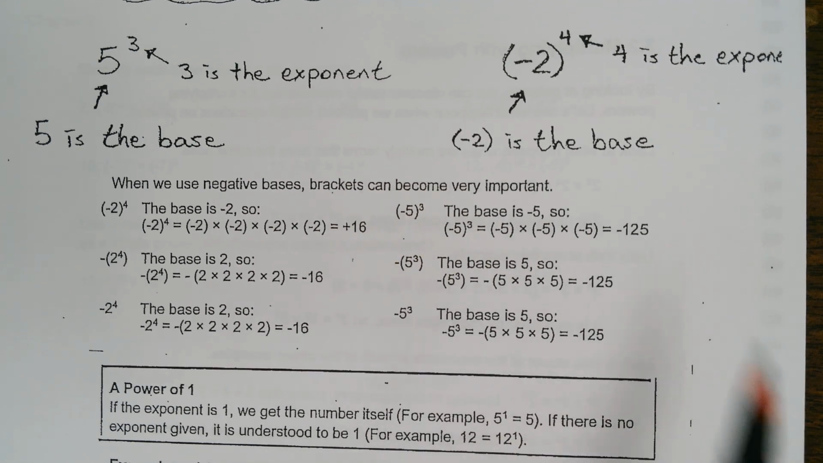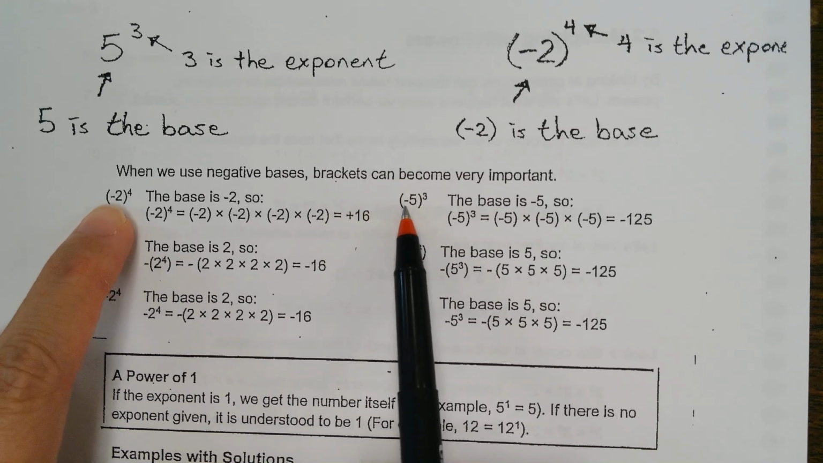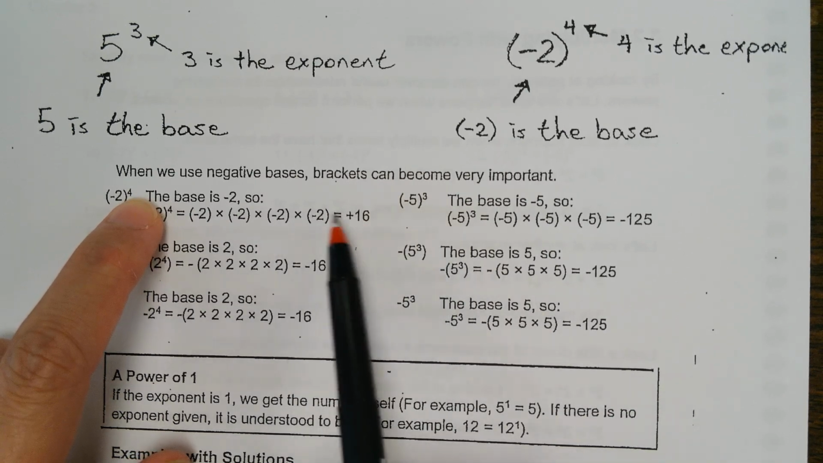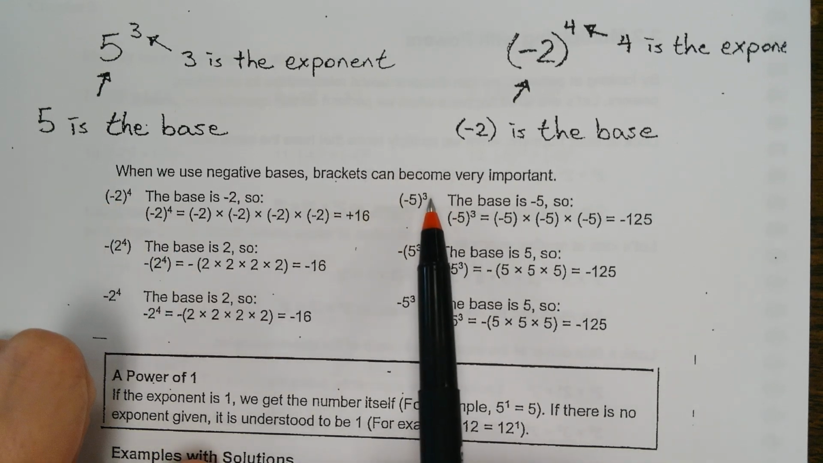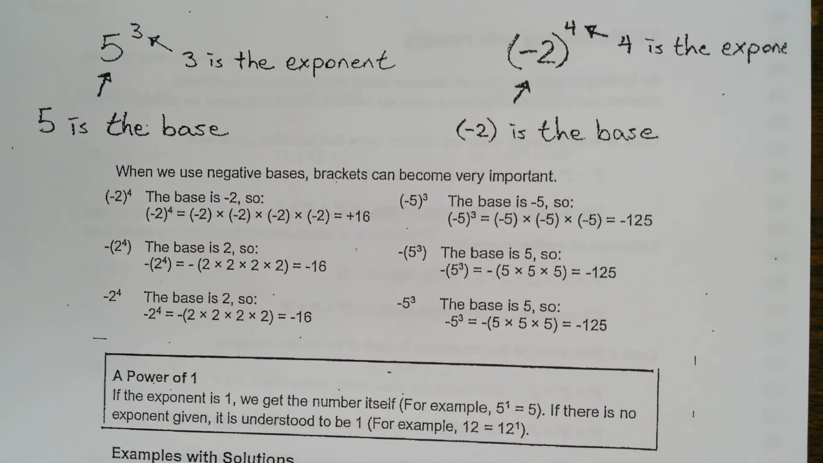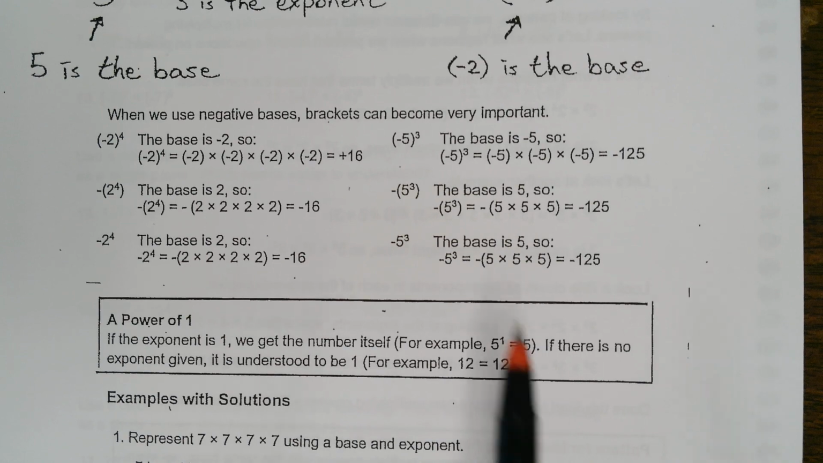Okay, so just because that negative sign is inside the bracket, it doesn't mean your answer is going to be negative. It depends on the exponent. So in other words, even exponents would always give you the positive. An odd number exponent will give you the negative, because every two negatives make a positive.